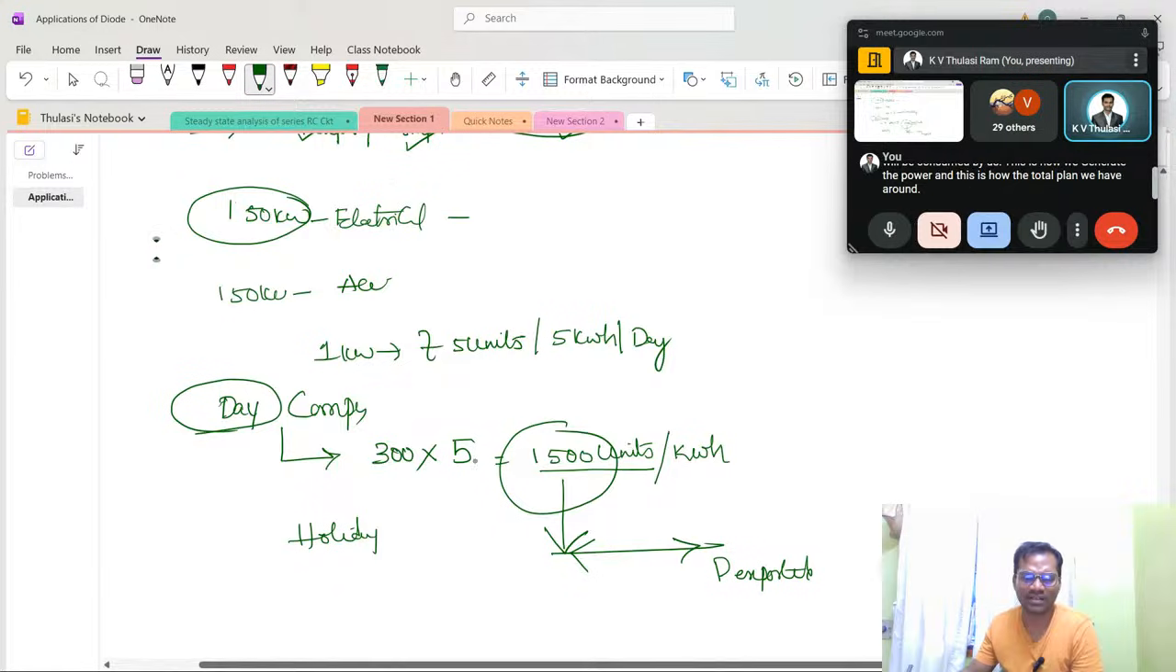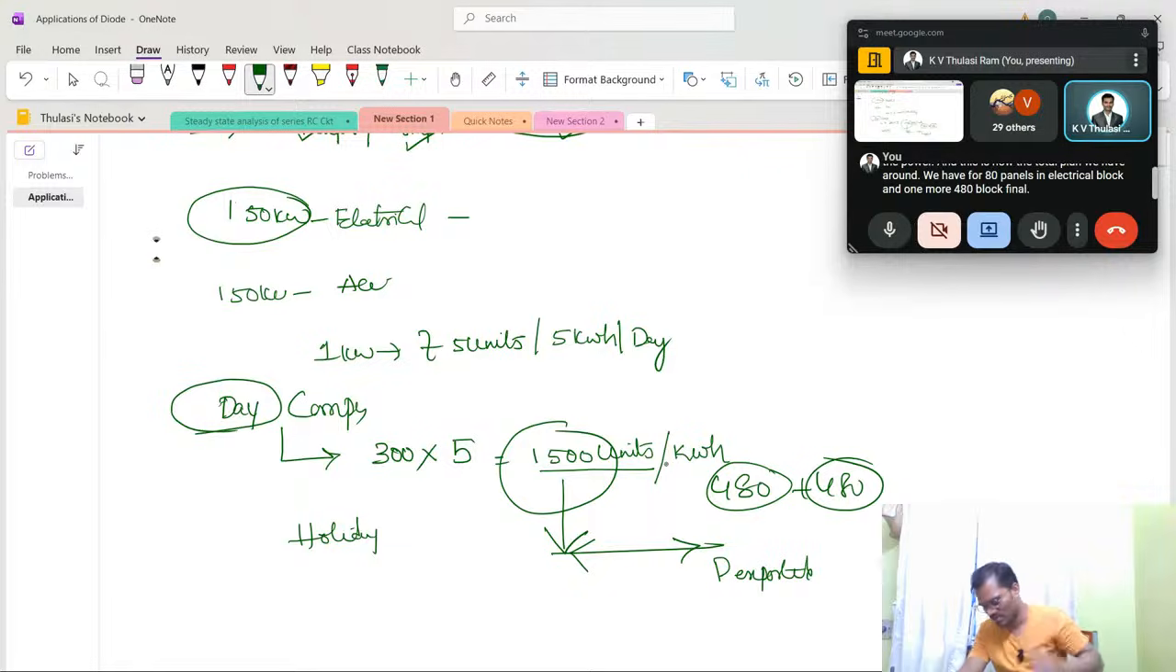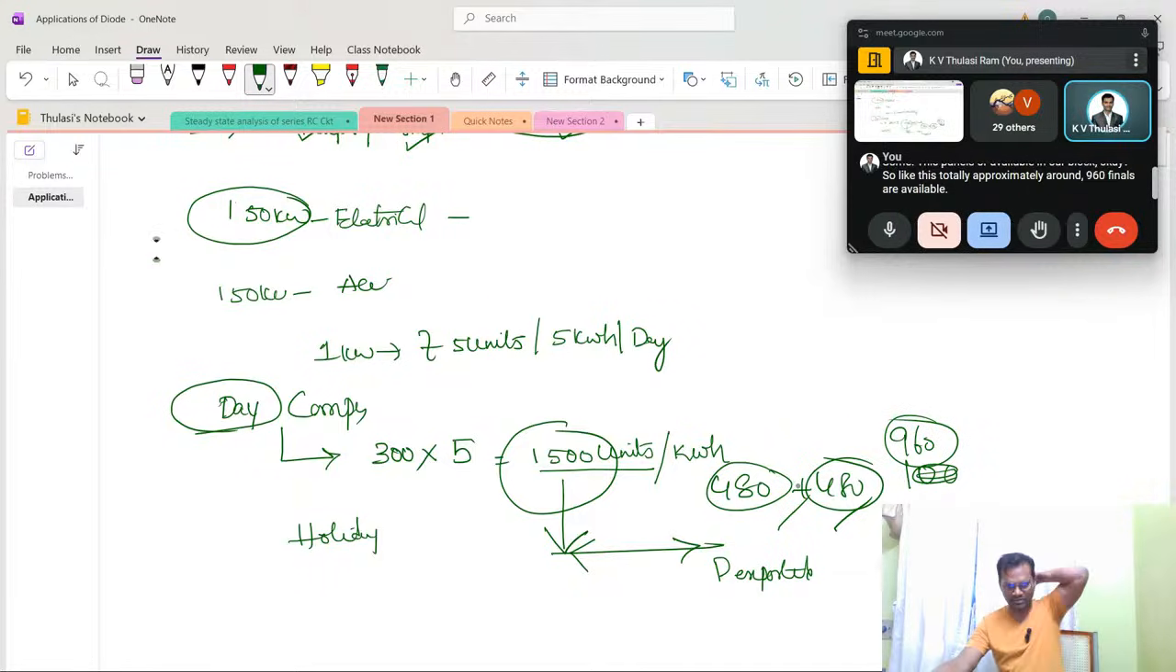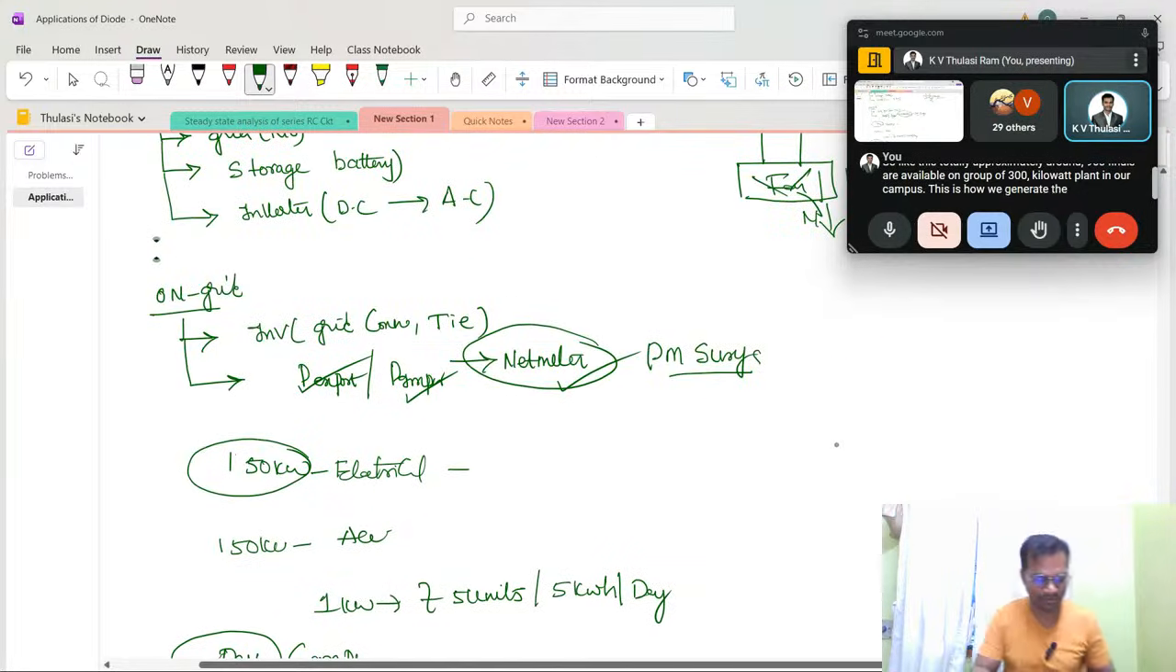We have 480 panels in the electrical block, and one more 480 panels in the academic block. So totally, approximately 960 panels are available on a group of 300 kilowatt plant in our campus. This is how we generate the power one by one.